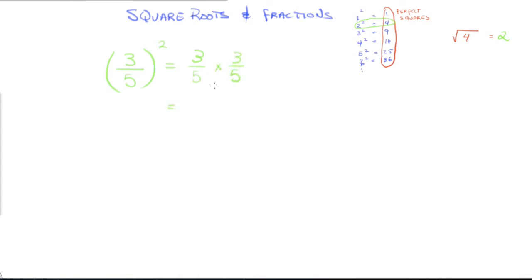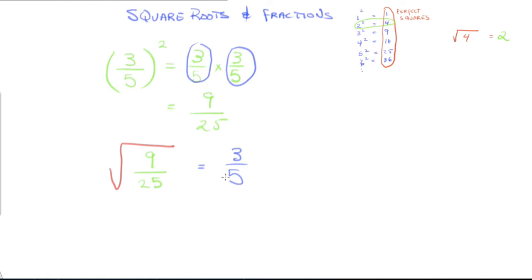In a previous lesson, we saw that this is 3 times 3, 9, over 5 times 5, 25. Notice that the numerator is a perfect square, 9, and the denominator, 25, is also a perfect square, 5 times 5. Which means if I took 9 over 25 and square rooted that, then what I would be asking is what fraction times itself gives me 9 over 25? This fraction times itself gives me 9 over 25: 3 over 5.